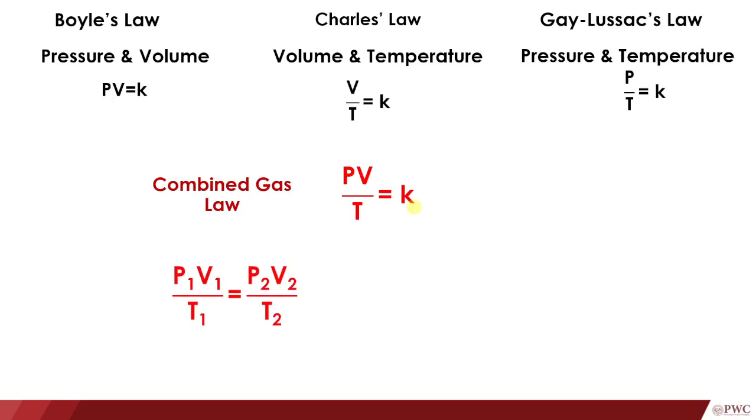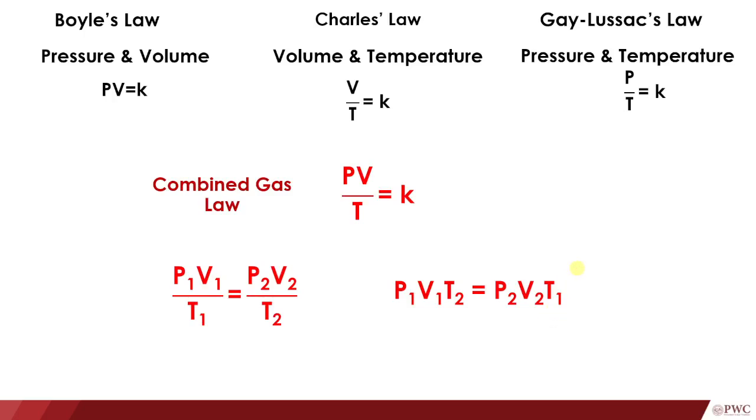Now we can have this equation. This is the combined gas law. We have P1 times V1 over T1 is equal to P2 times V2 over T2. Or P1 times V1 times T2 is equal to P2 times V2 times T1. This is the combined gas law.